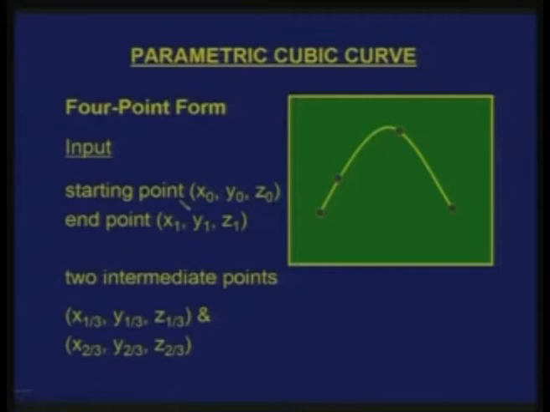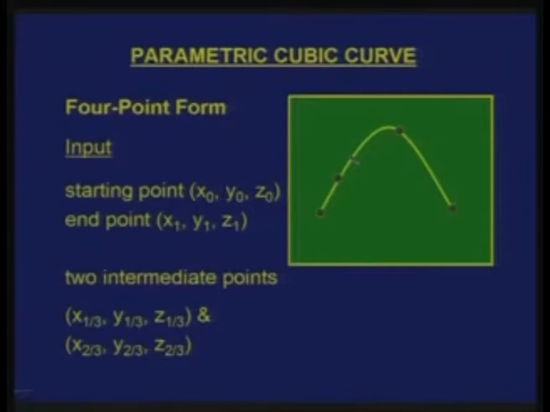So, you have a given start point, which is x0 y0 z0, shown here. Then you have an end point, shown as the end point, then I give two intermediate points in order to define this particular curve.